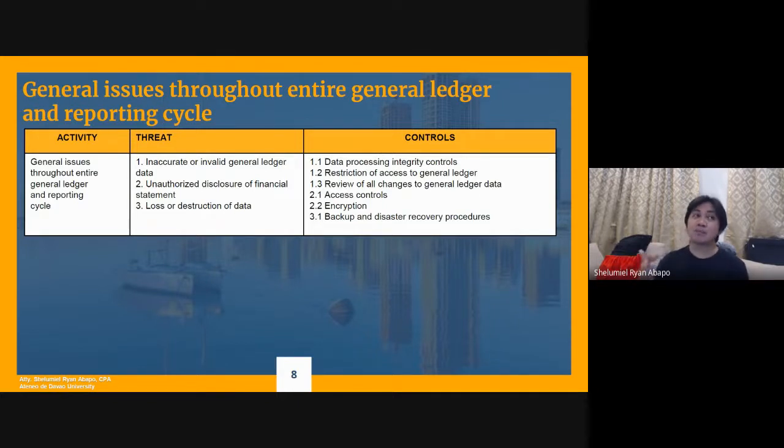And if something will be prematurely released, these individuals will be held liable, since they are the only ones who have access. Another control for unauthorized disclosure of financial statements would be encryption. Encrypting your database means that you provide an additional protection by making all the information inside your general ledger database unintelligible to anyone who succeeds in obtaining the information.